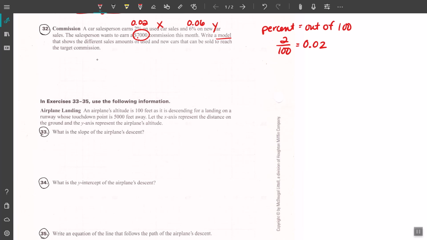So if we have the expression of every time he sells a used car, he makes 2% commission. Add to that, every time he sells a new car, a Y, he gets 6% commission, and he wants that in the end of the month to total $7,000. All right, so if he sold 10 used cars, we'd stick 10 in for X, and we would calculate out Y, and that would tell him how many new cars he then had to sell to make his commission goal.